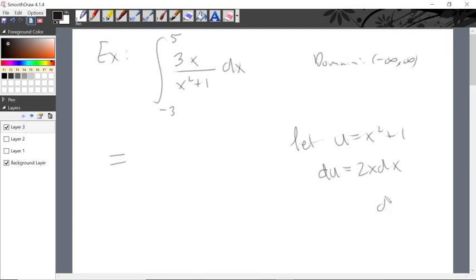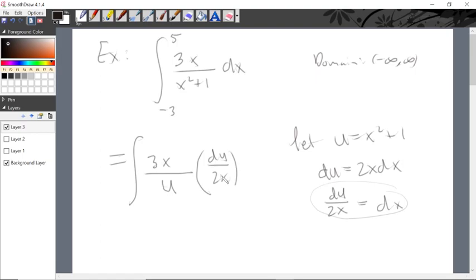And if I solve this for dx, then dx is equal to du over 2x. All right? So I can change out this integrand in this way. Let's see. So the 3x is still there for now. The x squared plus 1 gets replaced by u. And dx gets replaced by this, du over 2x.